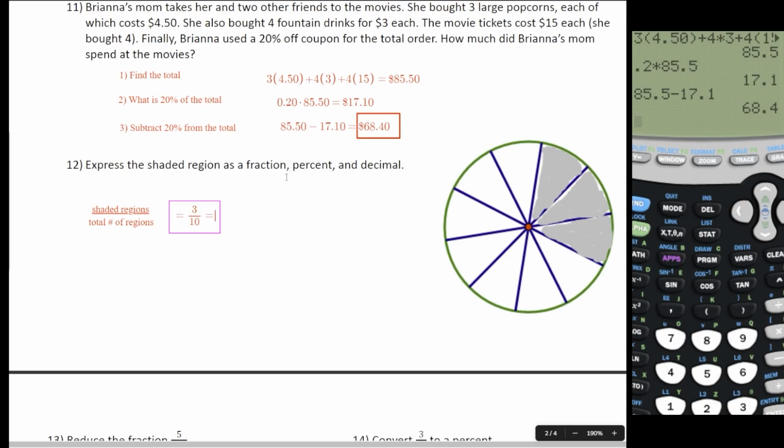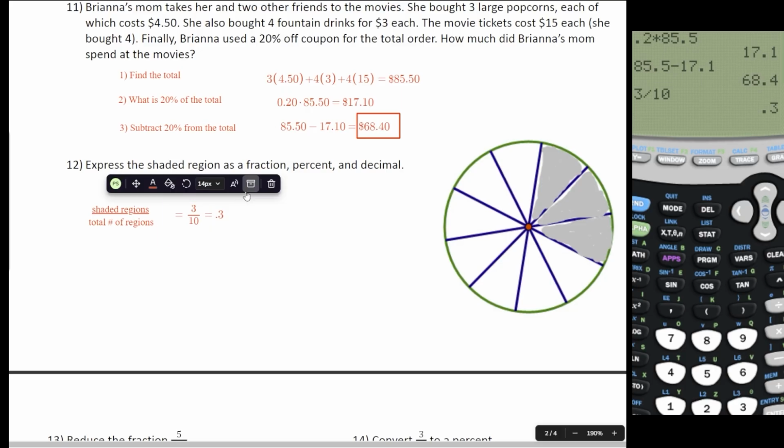I kind of wish I wrote these in the other order, because finding it as a decimal is what you're going to want to do first. So 3 divided by 10, this is something you could do in your calculator if you're not sure, but it's going to be 3/10. Seems kind of obvious once you say it out loud. Yeah, so 0.3, which is going to be 30%. So we got a fraction, a decimal, and a percent.